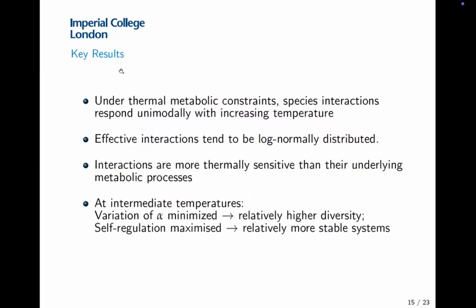So, in summary, we have these 4 points. Under thermal and metabolic constraints, species interactions respond unimodally with increasing temperature. And effective interactions tend to be log normally distributed. Interactions are more thermally sensitive than the underlying metabolic processes. And at intermediate temperatures, variation of interactions is minimized and self-regulation is maximized. Therefore, at these intermediate temperatures, we have higher diversity and more stable systems.